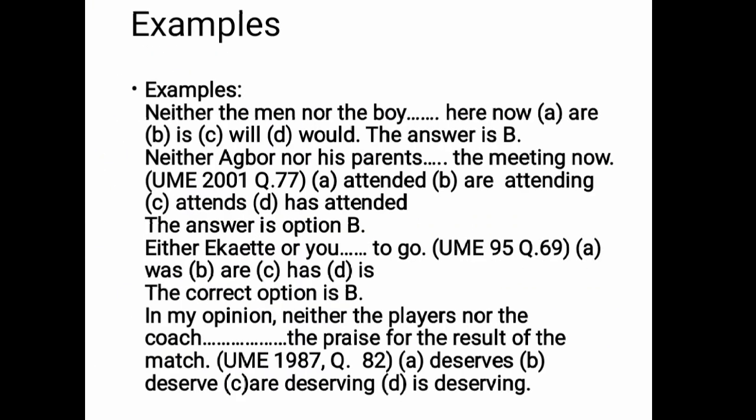The examples are: number one, say neither the man nor the boy dash here now. The answer is B, is, because the boy is not a plural. So that's the subject clause. Neither Abu nor his parents dash the meeting now. The answer is B, are attending, because of the parents' S there.